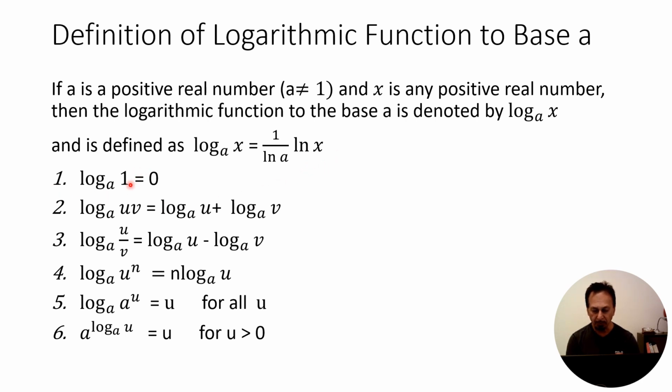Number 1, log of 1 base a is 0. Log of uv base a is log of u base a plus log of v base a. Log of u over v base a is log of u base a minus log of v base a. Number 4, log of u to the n base a is n times log of u base a. Number 5, log of a to the u base a is u because the bases are the same. And a to the log of u base a is equal to u. So these, 5 and 6, are called inverse properties of logarithms.